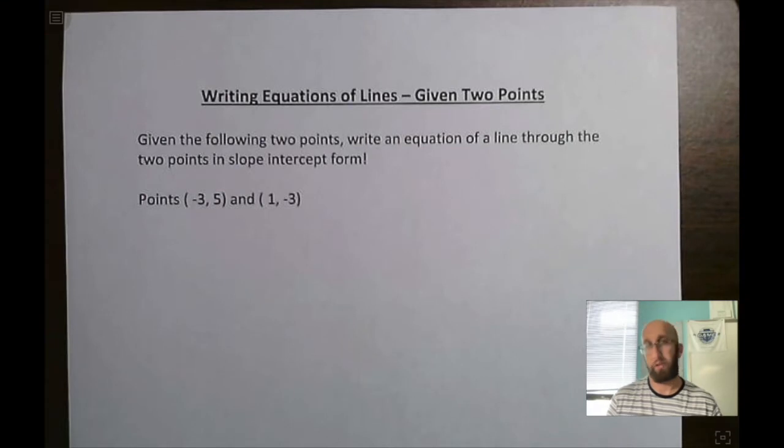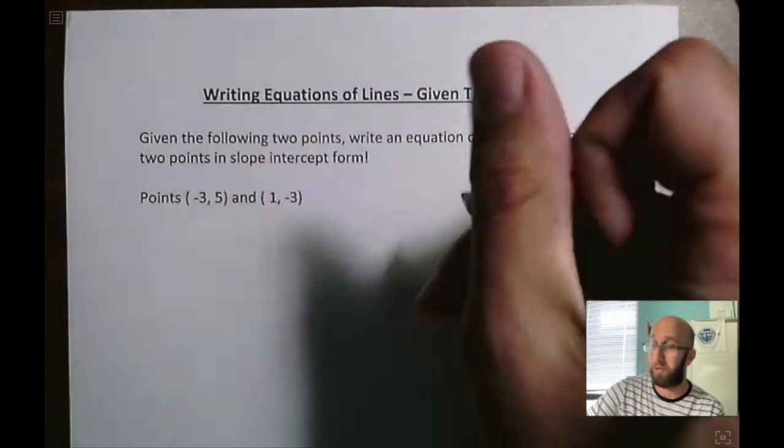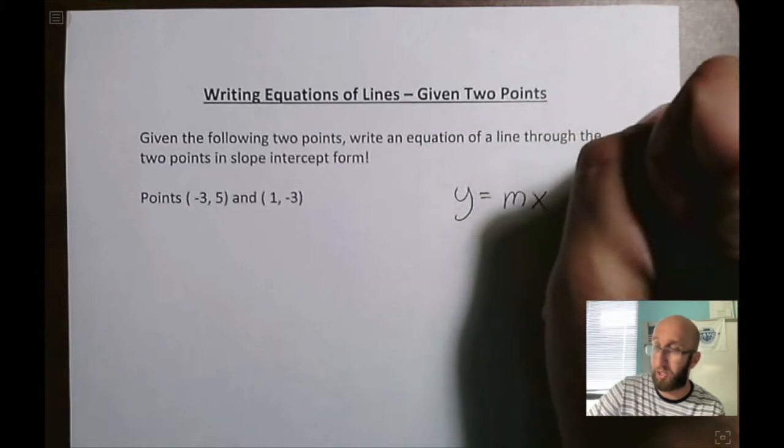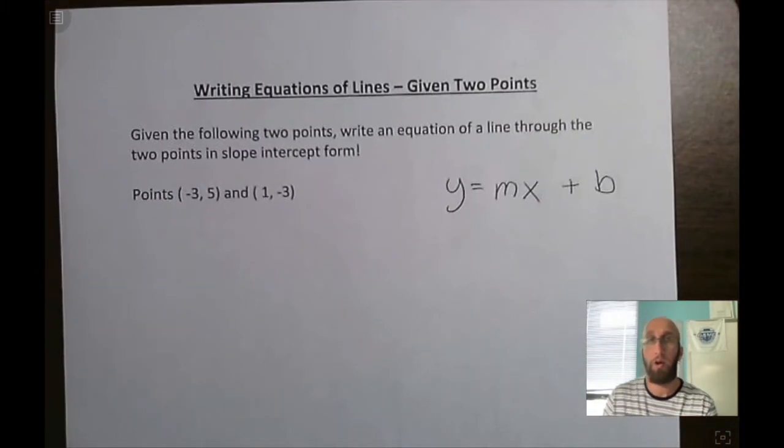This video, the focus will be on writing equations of lines given 2 points. So given the following 2 points, write an equation of a line through the 2 points in slope-intercept form. So we're still trying to get an equation in slope-intercept form, which is y equals mx plus b.